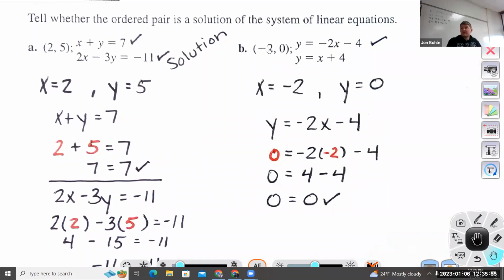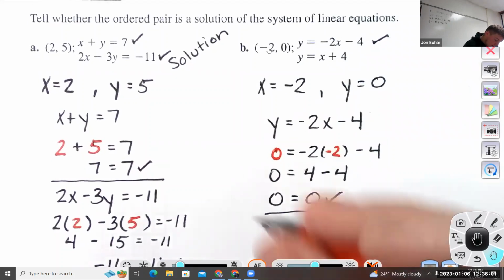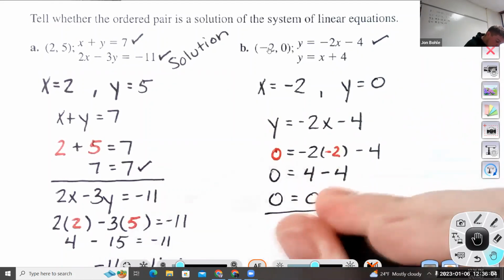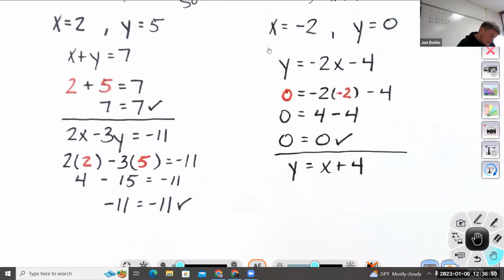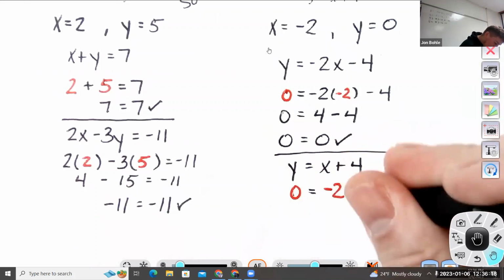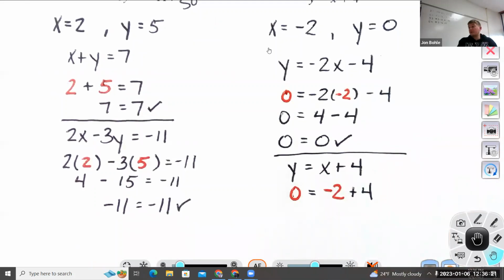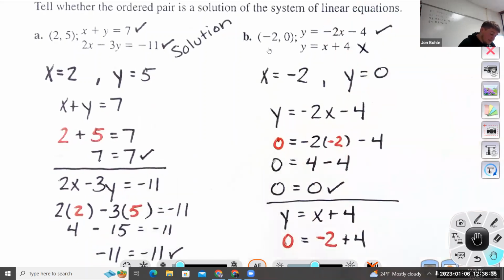And now we're going to do the exact same thing, but to the bottom one. Okay, so I'm even going to draw a little line here. So we have y equals x plus 4. What number replaces y? What number replaces x? -2 plus 4? 2. Did this one balance out? So is it a solution to the bottom one? No. So is it a solution to the bottom or to the system?